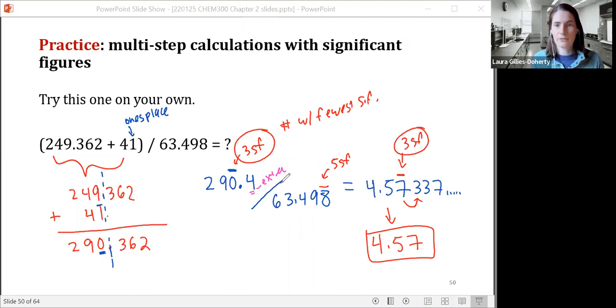So here I divided before my final answer. So I follow the division sig fig rules, which say that whichever number has the fewest sig figs, that same number of sig figs I'll have in my answer. So this number had 3 sig figs, 290. So my final answer also has to have 3 sig figs.